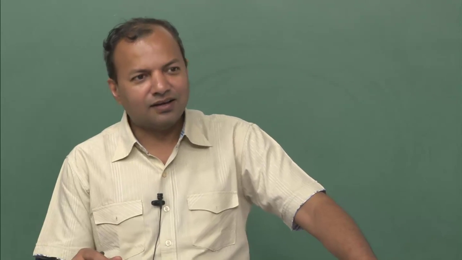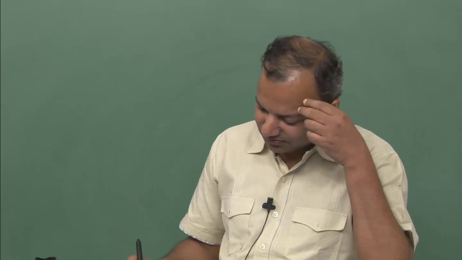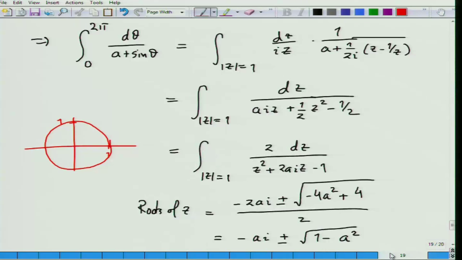Okay. Of course, now that we are playing around, let me just state another sort of obvious thing also, that if this a was a complex number, instead of a real number greater than 1, a complex number with absolute value greater than 1, then what would happen?